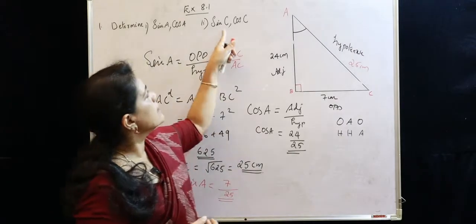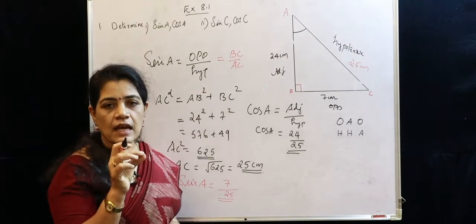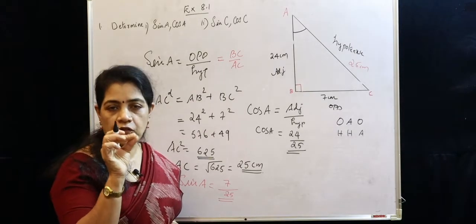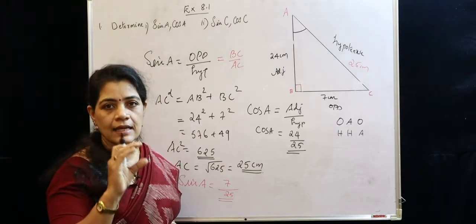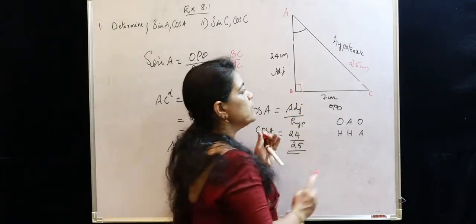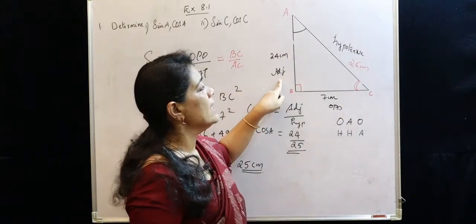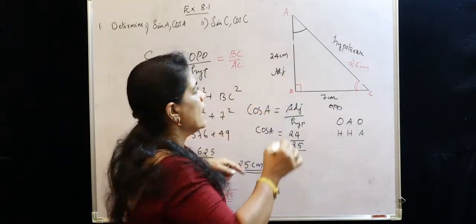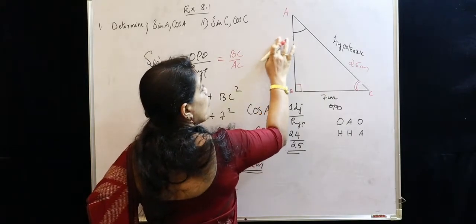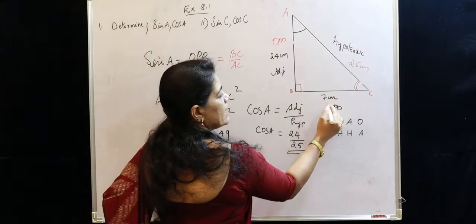In the second sub question, we have to find sin C. See the reference angle. We have to take the reference angle, that is the acute angle, as C. With respect to angle C, AB is the opposite side, and the adjacent side is BC.